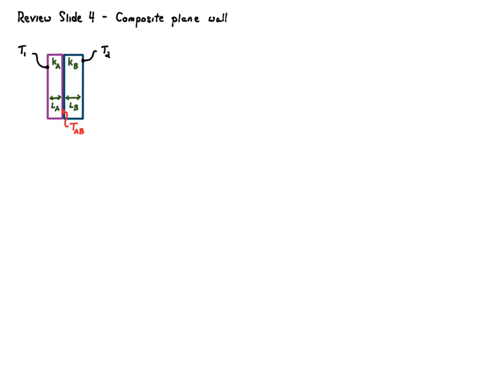The unknown parameters are the temperatures of the interface between the two layers and the rate of heat transfer through each of the individual layers. So in general, three unknowns. Using Fourier's law, and this time written in terms of thermal resistance, we can write an expression for QA as well as writing an expression for QB.